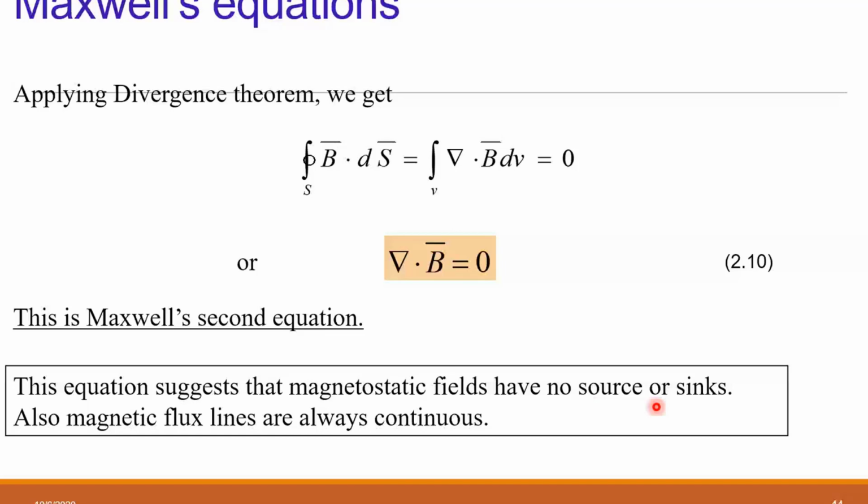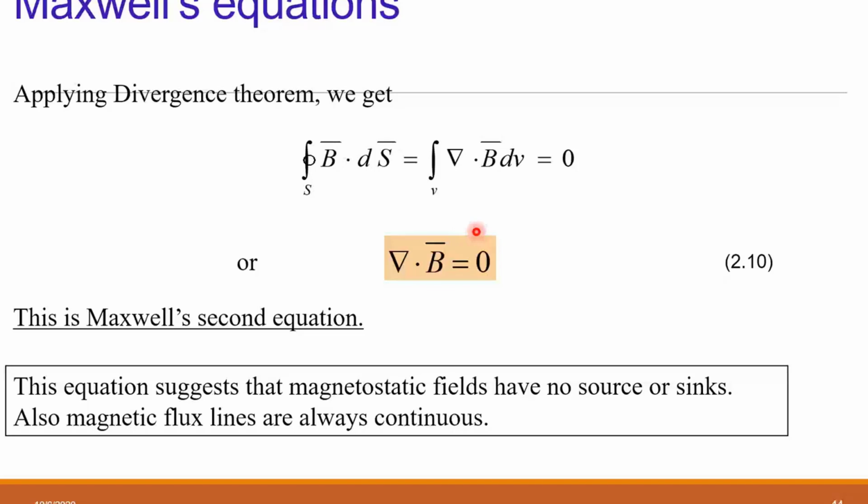The equation suggests that magnetostatic fields have no sources or sinks. They will not provide any sources, or get any energy from other sources. Also, magnetic flux lines are always continuous. So del dot B bar is 0. There is no divergence of the magnetic field, whereas in the case of the electrostatic field, divergence is present.